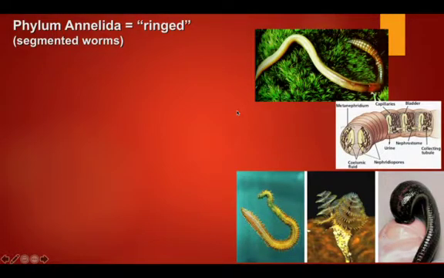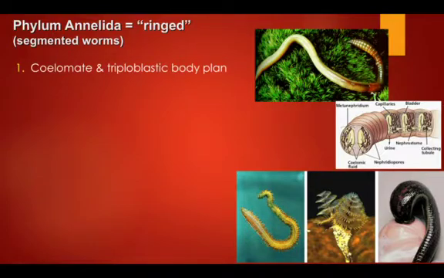The phylum Annelida means ringed. These are the segmented worms. So this is the first time that we see body segmentation. They have a coelom, so they have that body cavity, and they are triploblastic, so they have all three of those germ layers, the ecto, meso, and endoderm.